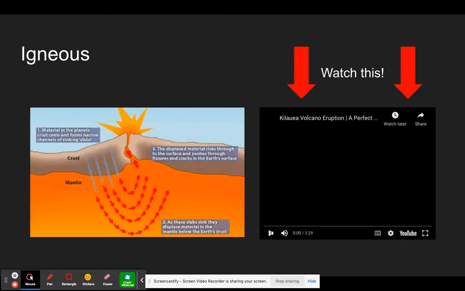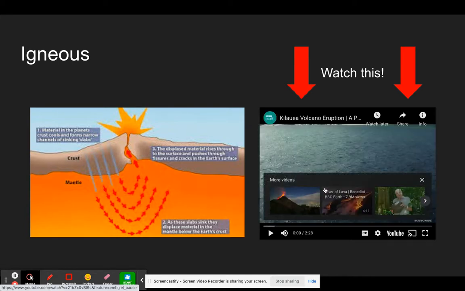So there's a video right here. I'm not going to have us watch it during this video just for the sake of time, but you can watch this video on your own. It shows the Hawaiian volcano erupting. Honestly, it's crazy.